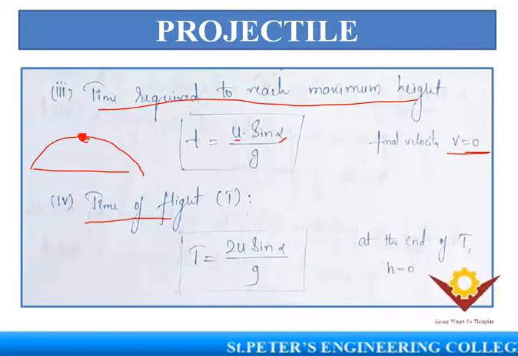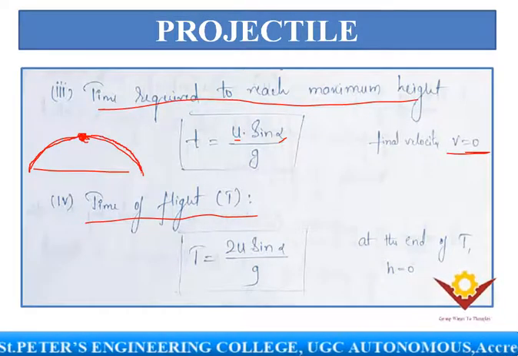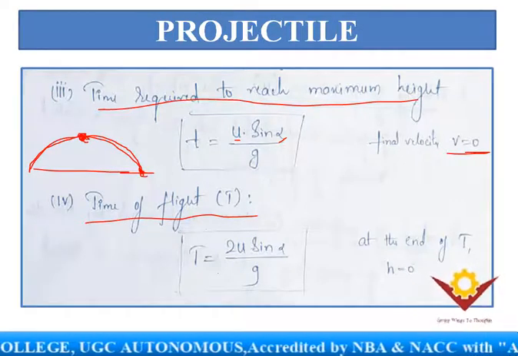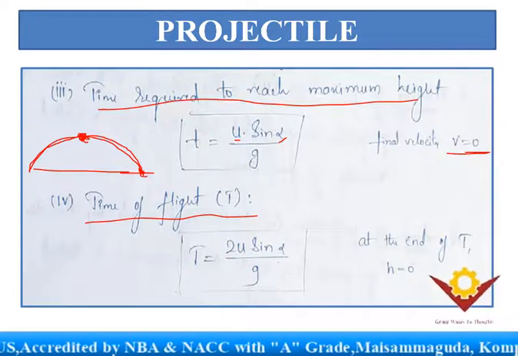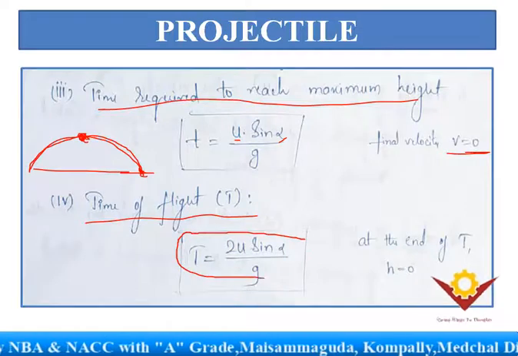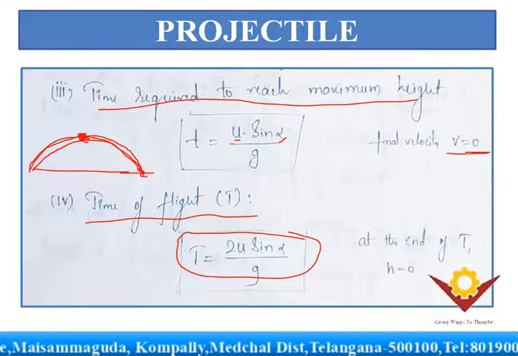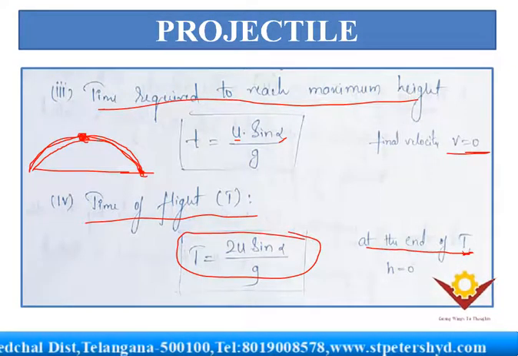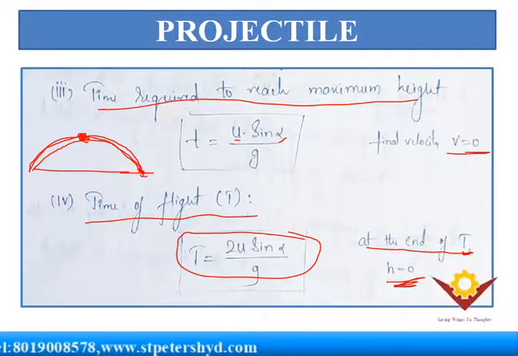And the next, time of flight. That means from the point of projection to the point of the target is your time of flight, which is T equals 2u sine alpha by g. This is your time of flight. That means the total time taken by the projectile in its path. At the end, at time T, your height is 0. At this particular point your height is 0, right?